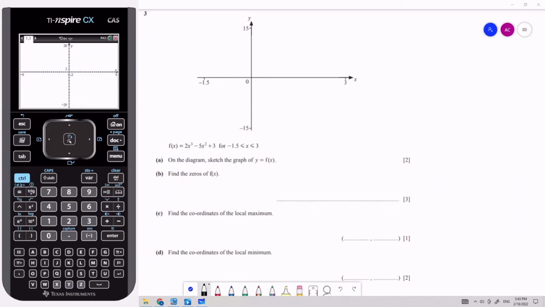So now that you know how to use your calculator to find these points, I would like you to try this example question from a past paper for extra practice. You can pause the video, and once you're done, you can continue watching.